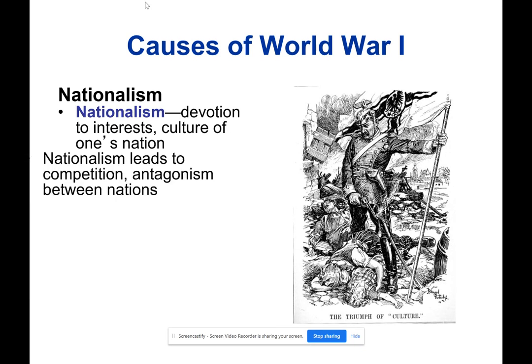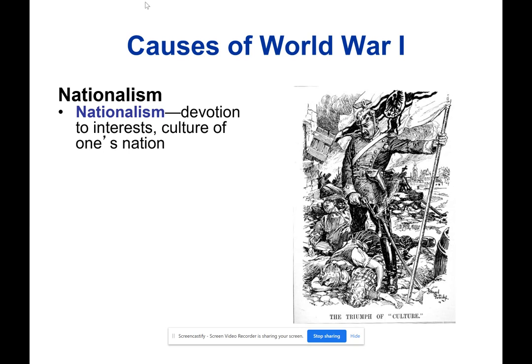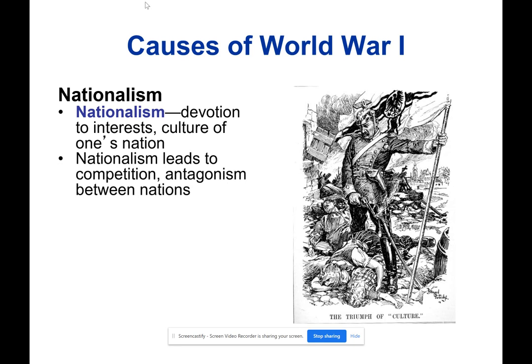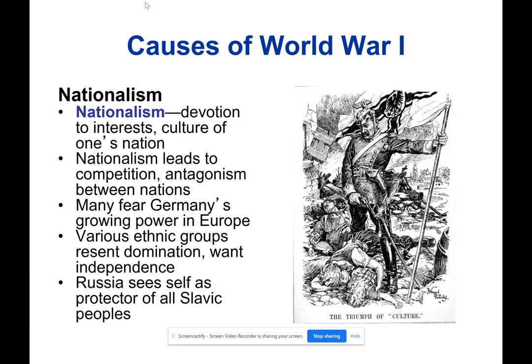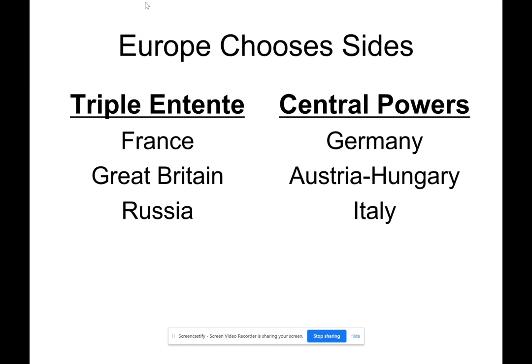Okay, let's see. So nationalism is devotion to the interests or culture of one's nation, and it can lead to competition, antagonism between nations, right? Going back and forth over whose nation is stronger, more admirable. And people are afraid of how powerful Germany is becoming in Europe. We're going to see ethnic groups resent domination, and they're going to want independence. And Russia sees itself as a protector of all Slavic peoples. Okay, so you have to choose a side.